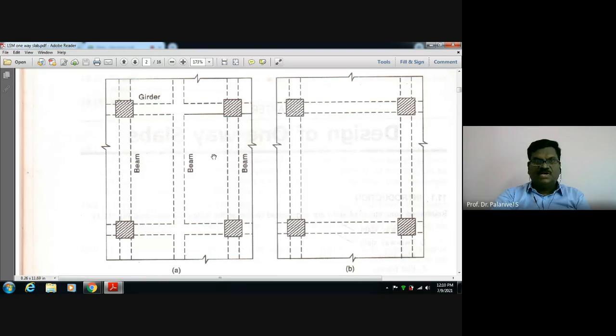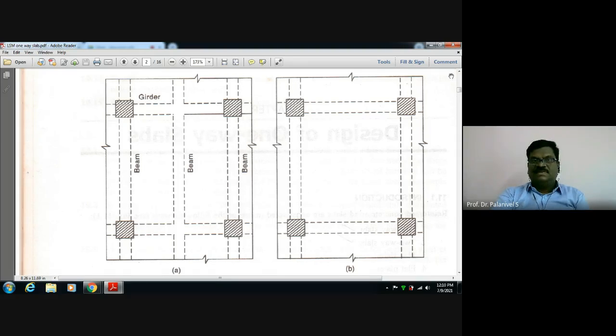If it happens to be a continuous slab, the manner in which it will be provided, I will tell you later. The main reinforcement will be provided along the short span direction. In the other direction, we will be providing distribution steel, secondary steel, called distribution steel alone. It is nominal reinforcement. Only in the short span direction is main reinforcement provided for a one-way slab.